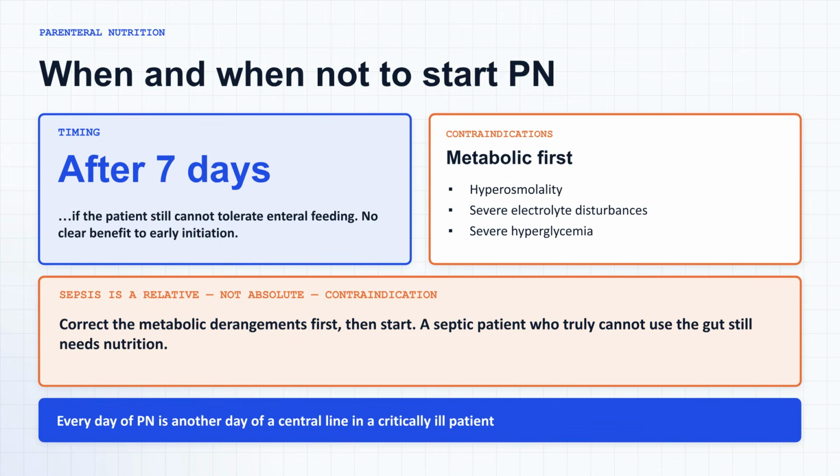Correct the metabolic derangements first, then start. And remember that the whole time you are running parenteral nutrition, you have a central line in a critically ill patient, which is where most of the trouble comes from. And once the gut becomes usable, transition back. Parenteral nutrition should end as soon as it safely can.